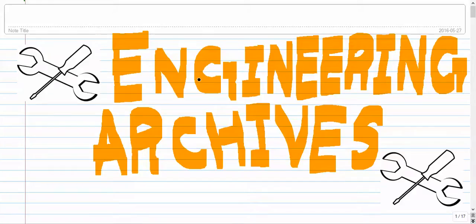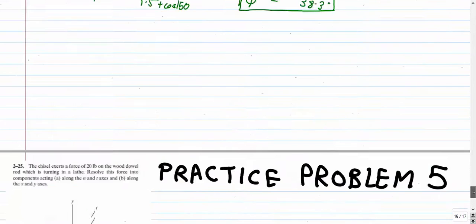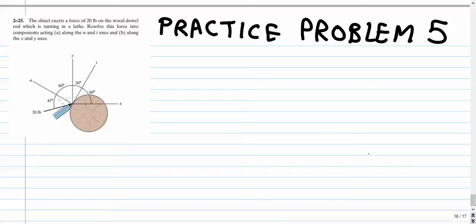Let's now look at our practice problem number 5. So this problem says, the chisel exerts a force of 20 pounds on the wood dowel rod. I don't know how to pronounce that. Dowel rod, which is turning in, I don't know how to pronounce that either. Resolve this force into components acting along the N and T axes and along the X and Y axes.